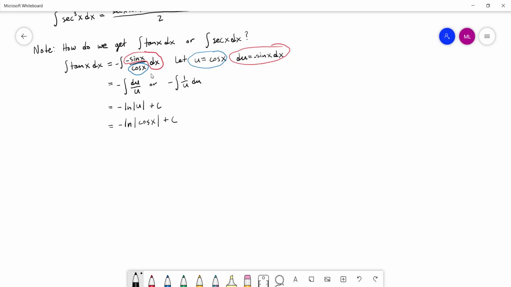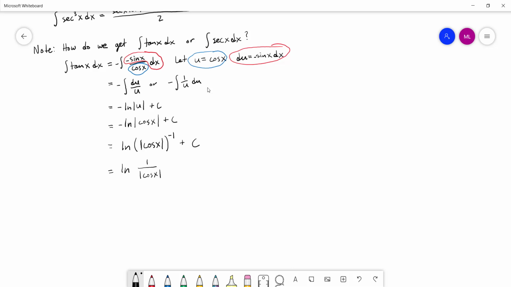Well, we need to remember our log rules and recognize that I could rewrite this whole thing as the natural log of the absolute value of cosine of x to that negative 1 power plus c. And what does it mean to take something to the negative 1 power? That's just doing 1 over it. So this is the natural log of 1 over the absolute value of cosine of x.